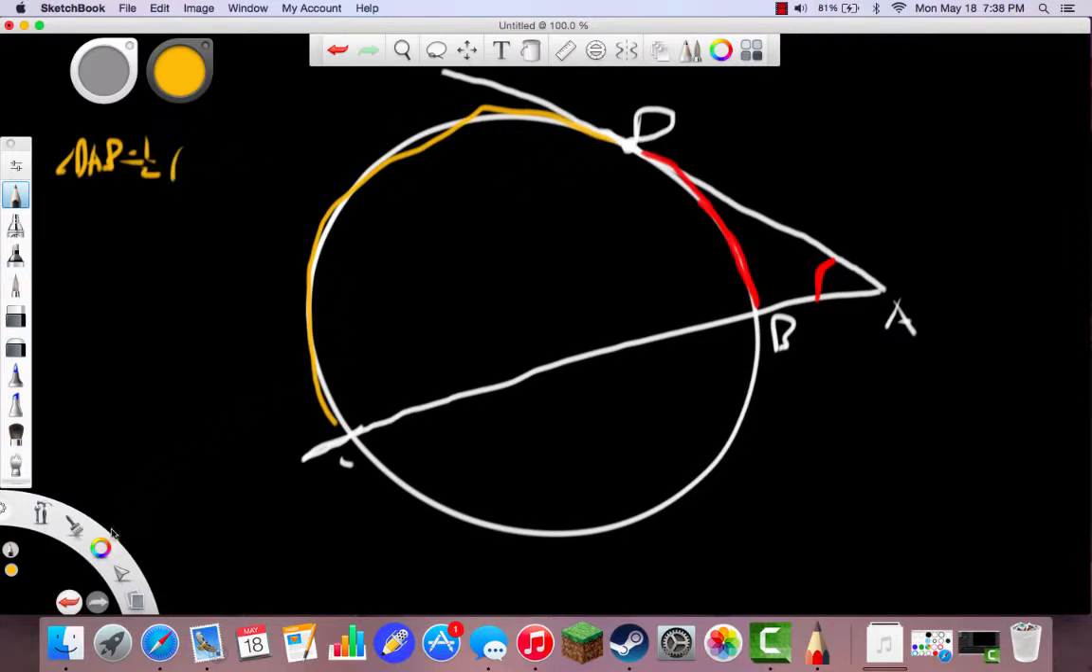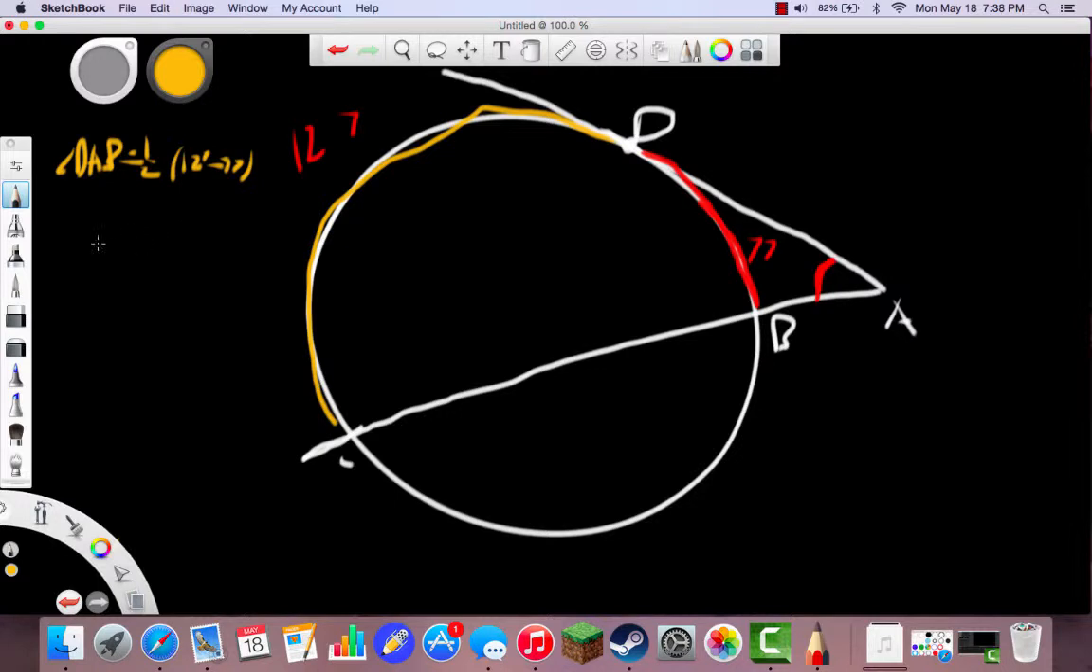I forgot to give it a measure. This is going to be 127, and this is going to be 77. So it's going to be 127, which is the larger arc DC, minus the smaller arc, which is 77, right?